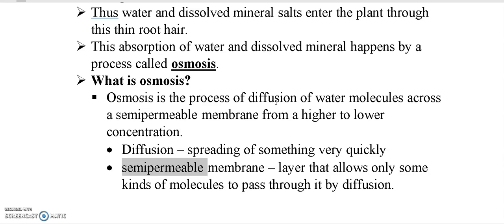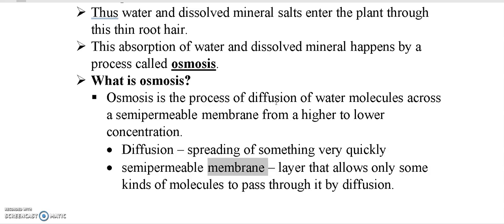See, don't try to remember it, don't try to learn it. Try to understand it. Semi means partial. Permeable means permission. Membrane means layer. Okay? So, semi-permeable membrane, it's a layer that allows only some kinds of molecules to pass through it by diffusion.